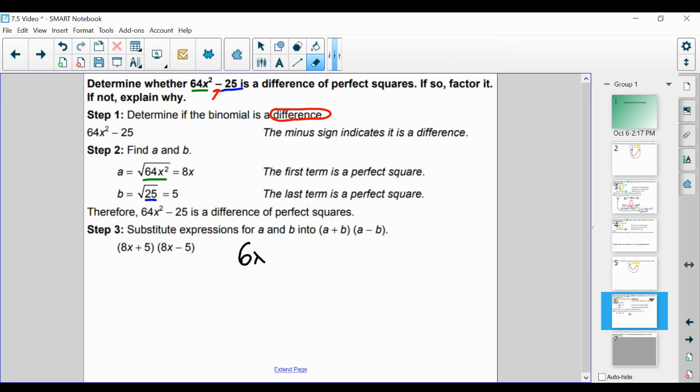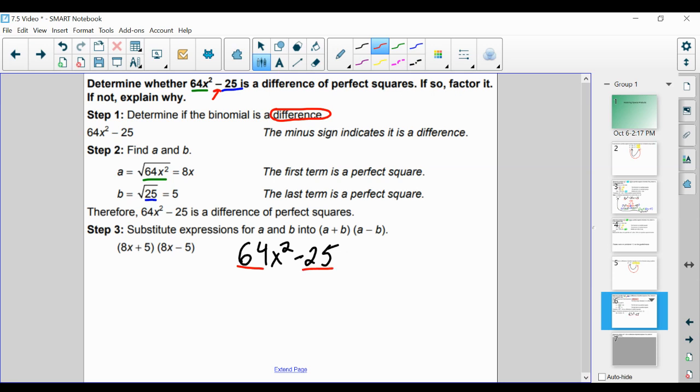We have 64x squared minus 25, pardon my error. And we want to factor this. So we're going to have to multiply the a value, technically, with the c value. So we do 64 times 25. So 64 times 25 is 1,600.